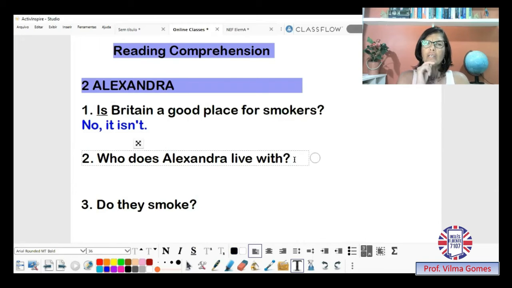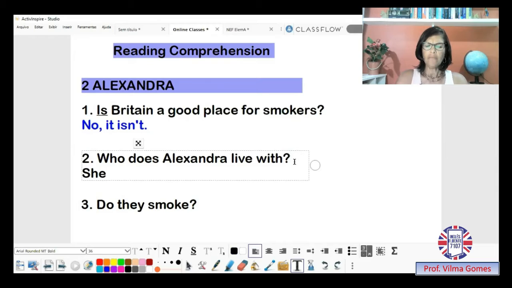Who does Alexandra live with? Vocês estão respondendo as perguntas aqui comigo? Isso é uma prática muito importante, tá? Porque quanto mais vocês praticam, mais vocês evoluem. The more you practice, the more you improve. Okay? Who does Alexandra live with? Com quem ela mora?